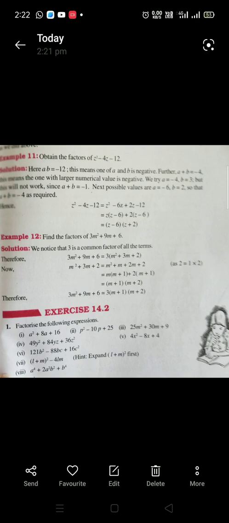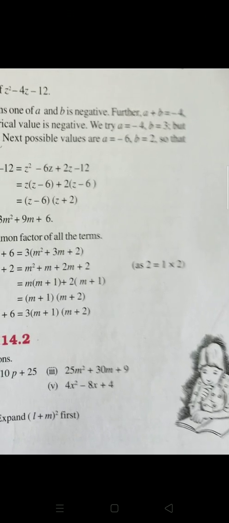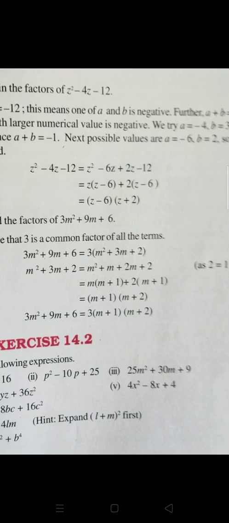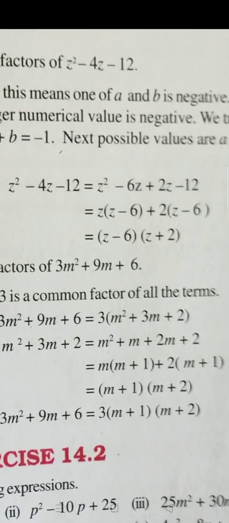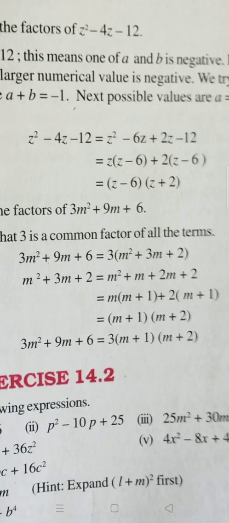So I'm explaining a few sums which the whole exercise is about, that is 14.2. Okay, so let's take one example. Say it is given: factorize the following, or obtain the factors, or find the factors, whatever the question. The method you have to follow, for example, it is given z square minus 4z minus 12.